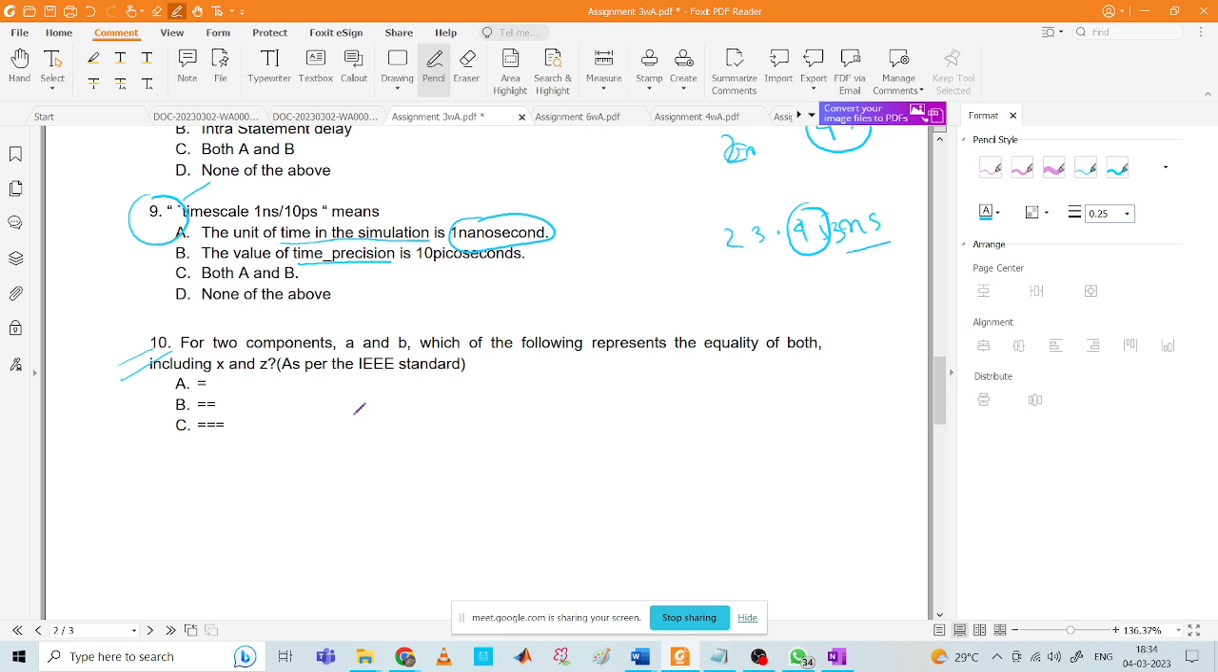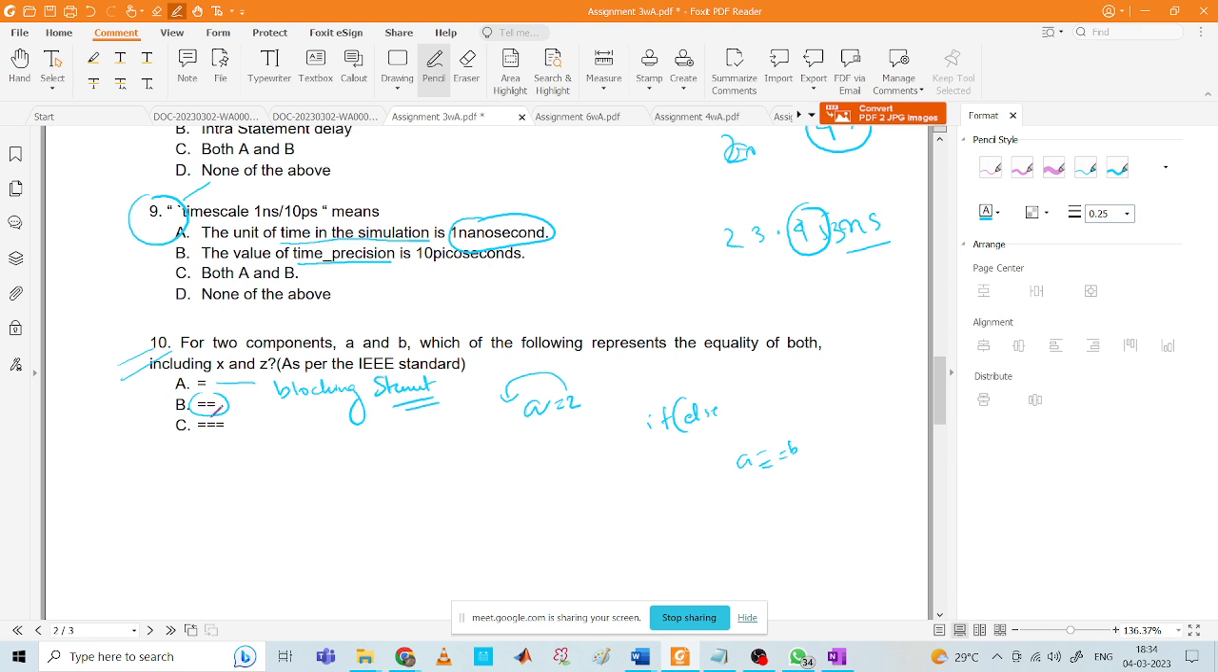You see, what is equal to used for? Equal to is a blocking statement. Equal to is used in a blocking statement. So a equals 2, you are assigning the value 2 to a. Double equal to is used in an if else condition. If a equals equals b, it means whether a is equal to b.